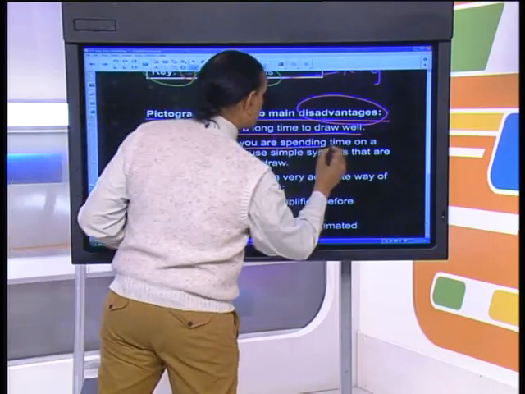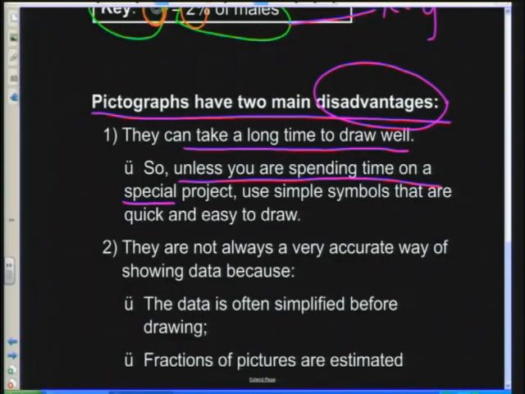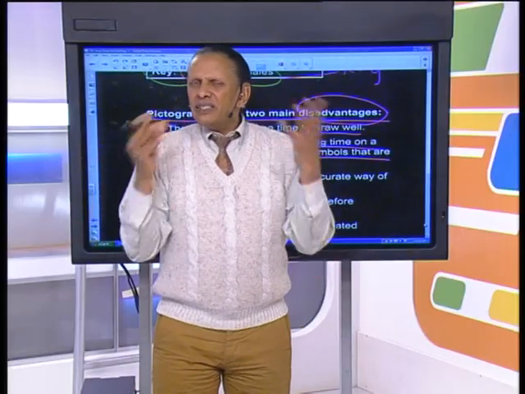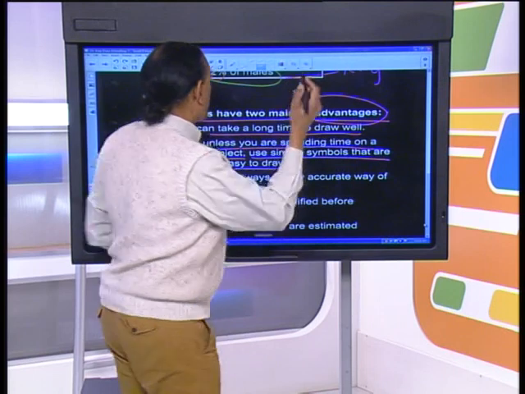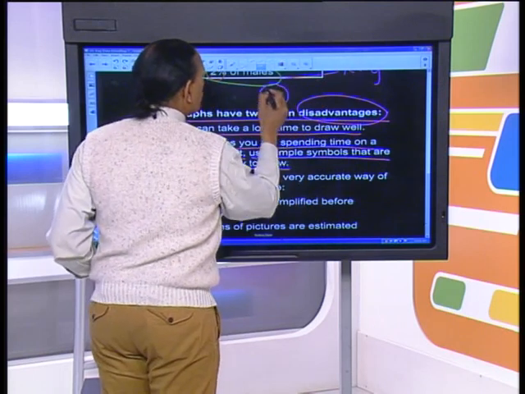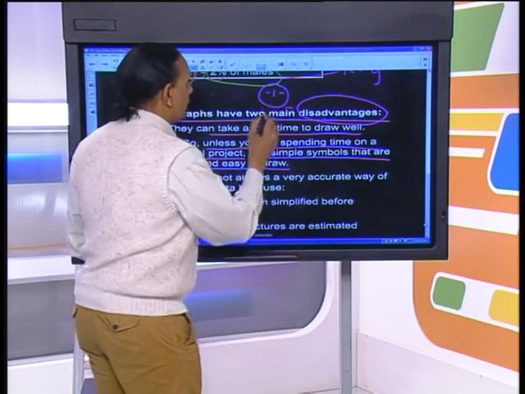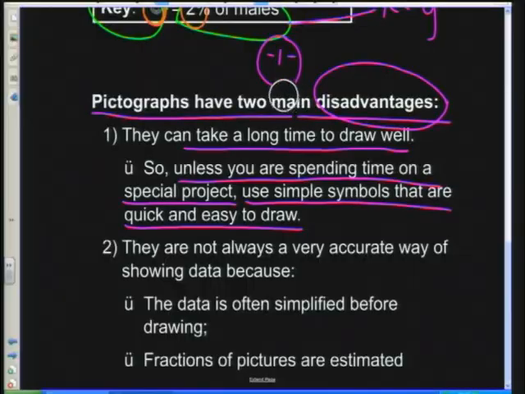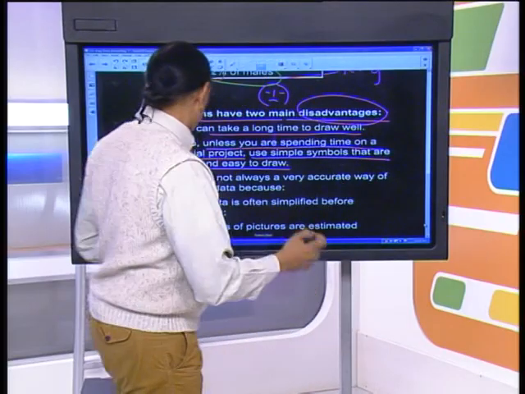Unless you are spending time on a special project, use symbols that are quick and easy to draw. So don't go and do intricate drawings, people. Easy, like a little face. You want to draw a face as quickly as possible: your two eyes, your nose, and your mouth. Can you see? So it is quick to draw a face. So use symbols which are quick and don't take long.